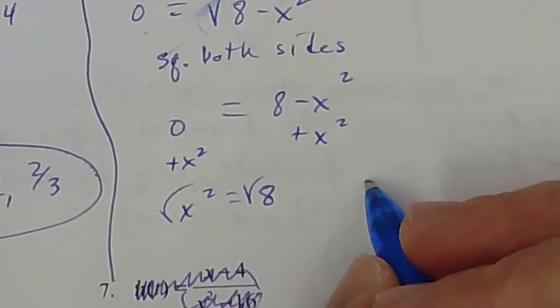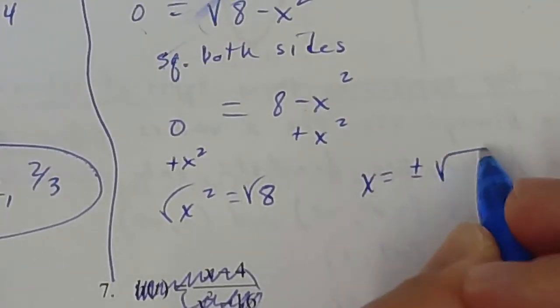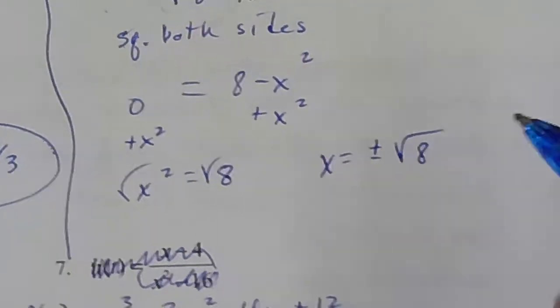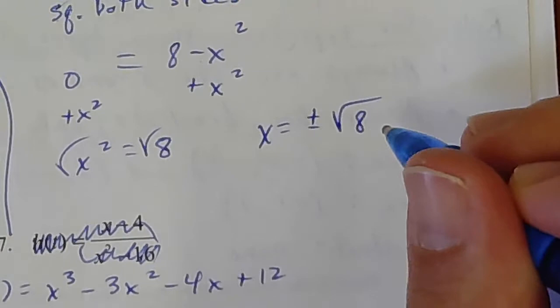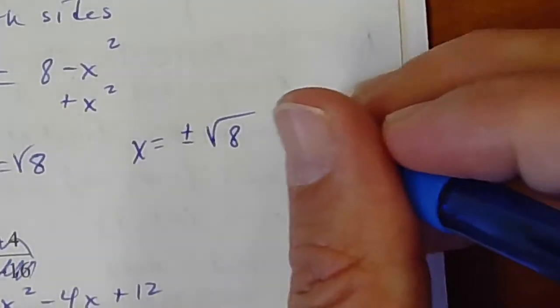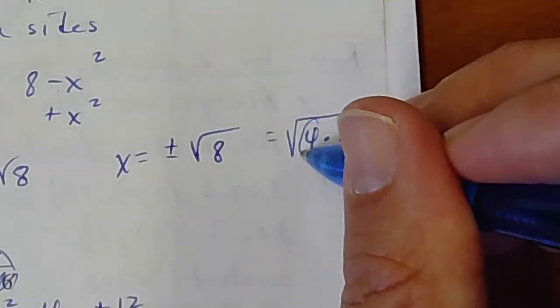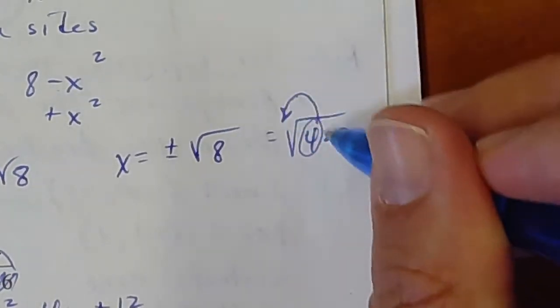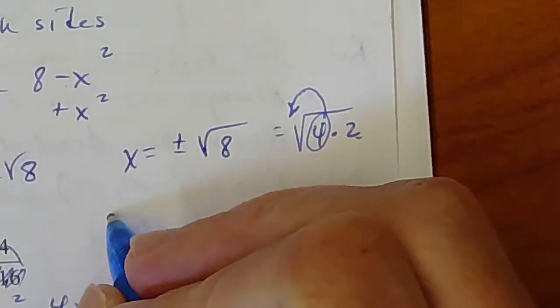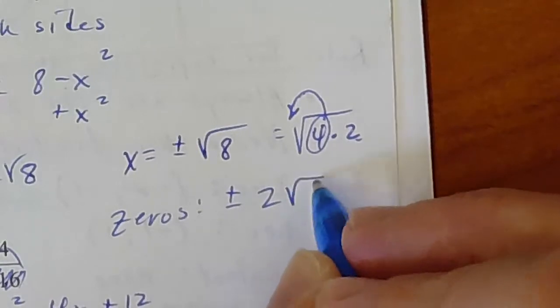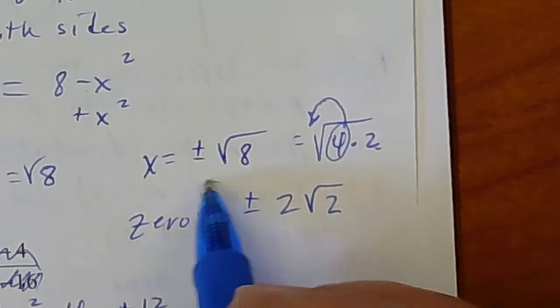So I have x equals plus or minus the square root of 8. Now remember, if you check this in the back of the book or if it's on a multiple choice test, it will be simplified. So we need to make sure we take the square out of that. There is a perfect square that goes into 8, right? We got 4 times 2. So the square root of 4 gets out. 2 stays in. So here's your zeros: plus or minus 2 square root of 2.